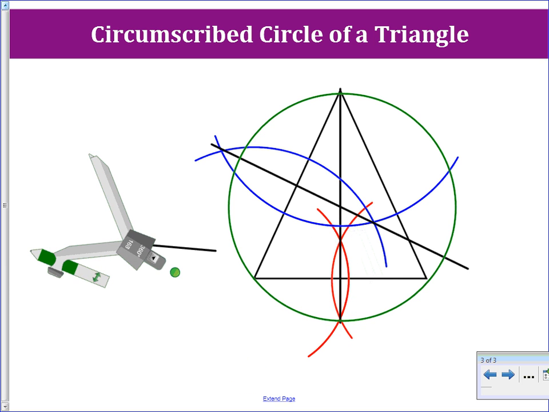Okay, so this is our circumscribed circle. All three of your vertices are pretty much on the circle. The top one is a little bit off, but that is just because of the pixelation error, but that is our circumscribed circle of a triangle. It is the circle whose center is the circumcenter of the triangle, the intersection of all three of our perpendicular bisectors.